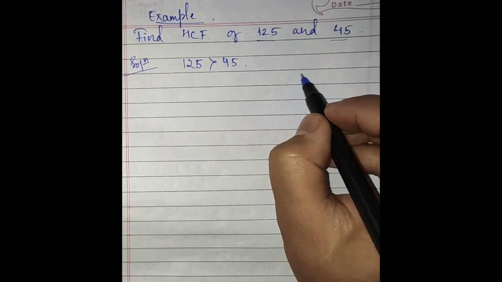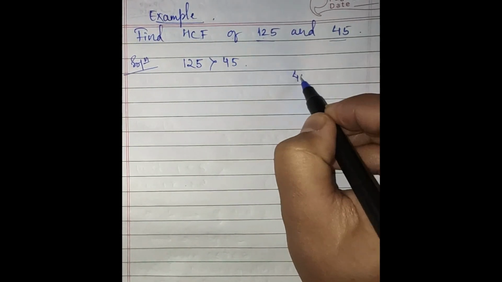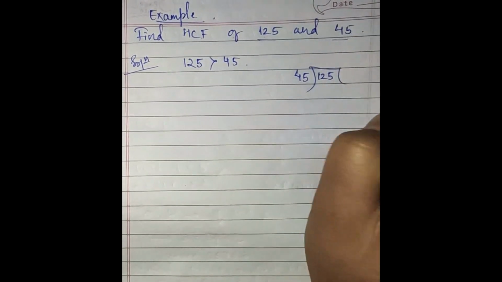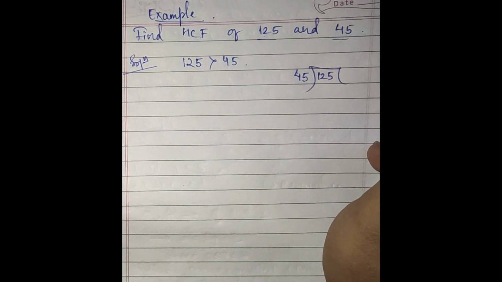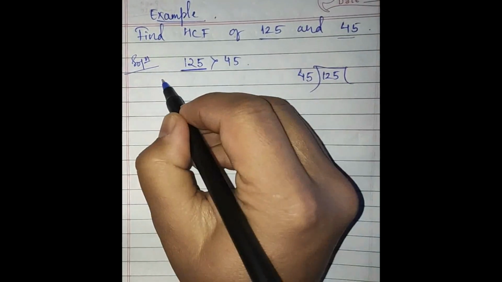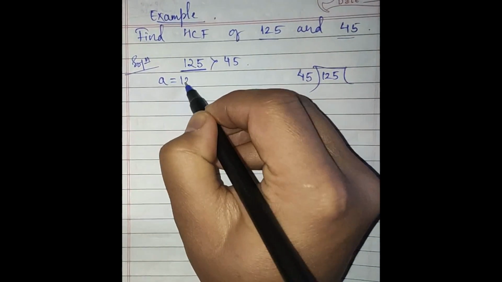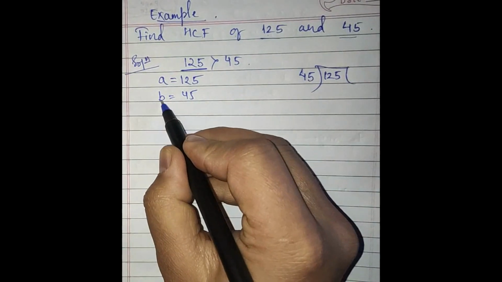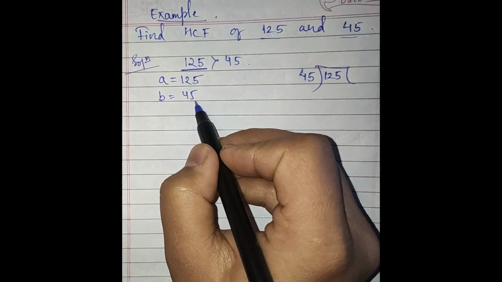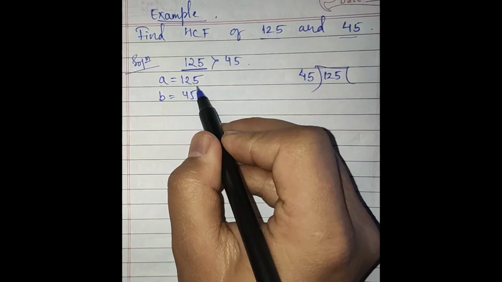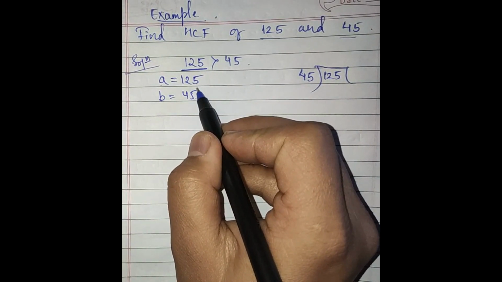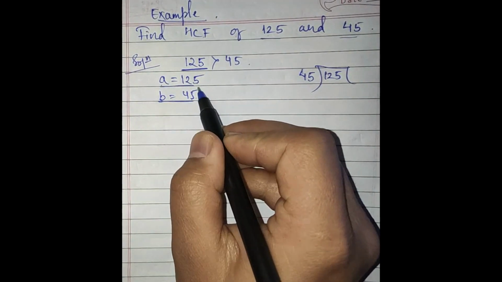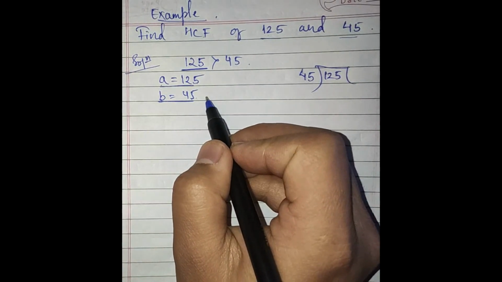In the divisibility method, 45, the smaller number, will become the divisor, and 125 will become the dividend. So our A is 125 and our B is 45. B is the one who divides, and A is the one who gets divided. The one who is dividing, the divisor, is B. The one who is getting divided is the dividend, represented by A.